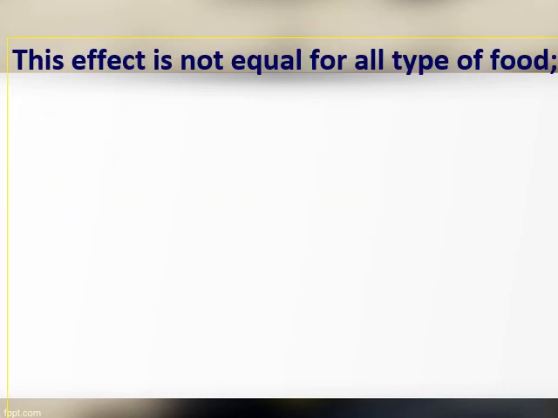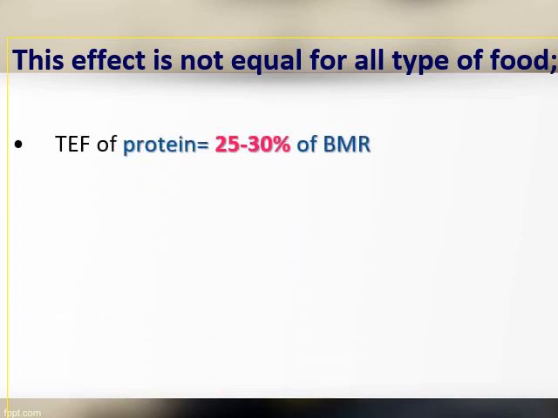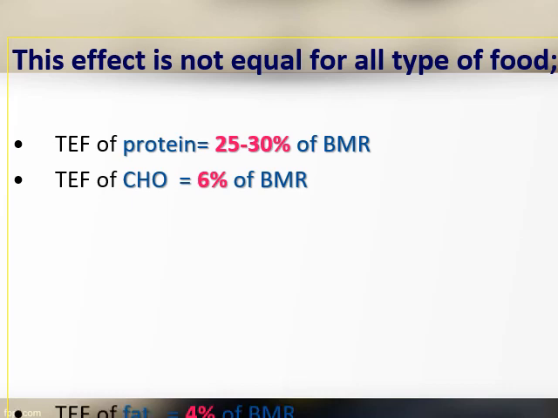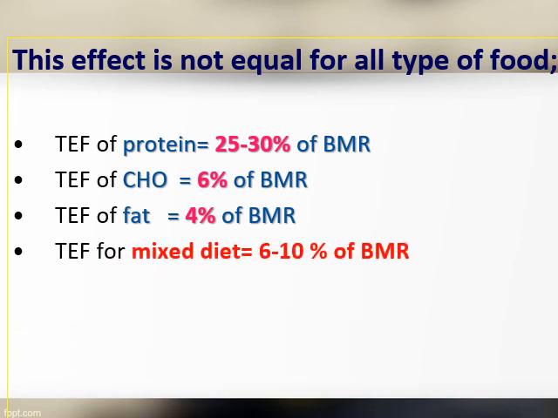This effect is not equal for all types of food. The thermic effect of protein equals 25 to 30% of basal metabolic rate, while the thermic effect of carbohydrates equals 6% of basal metabolic rate. Regarding fat, the thermic effect of fat is equal to 4% of basal metabolic rate. The thermic effect of a mixed diet equals 6 to 10% of basal metabolic rate.